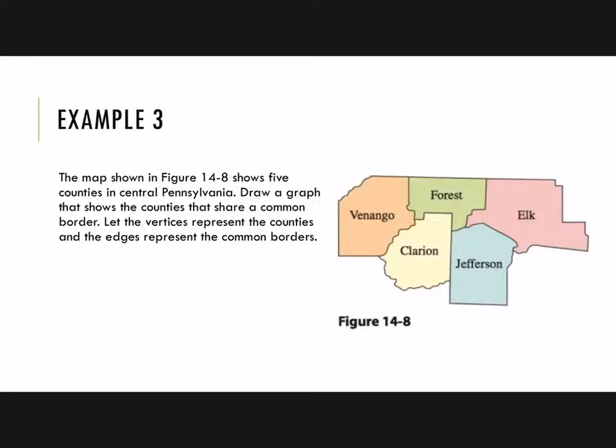All right, so we'll do vertices for the counties. So we've got V for Venango, F for Forest, E for Elk, C for Clarion, and J for Jefferson. And then connect the ones that share a common border, meaning they touch each other on the map.